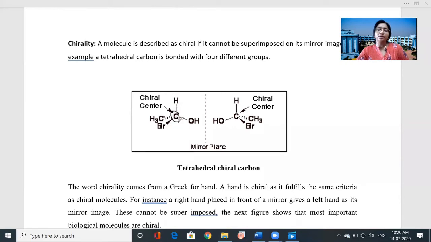This carbon has 4 groups, that is hydrogen, OH, bromine, CH3. So all these are different groups. So when we get the mirror image, it is not superimposable. If you take these things in your hands, you will be more clear. So if the carbon has 4 different groups, that is called a chiral center or chiral carbon.